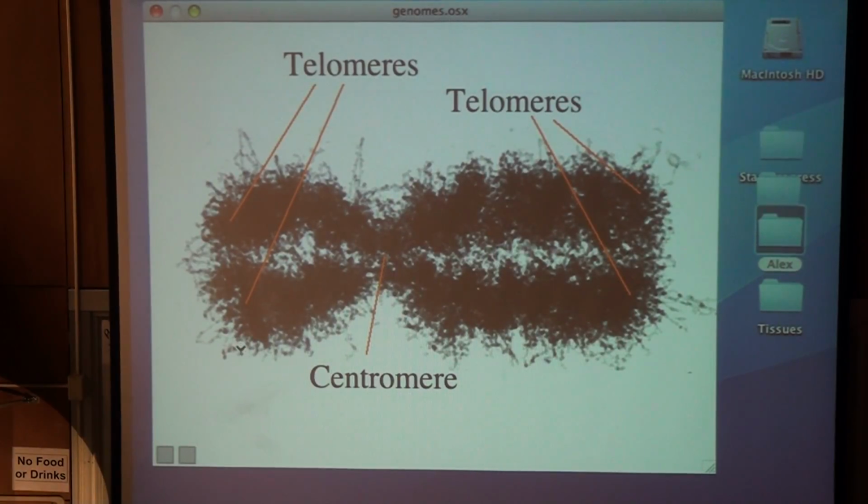And there's an interesting story about the telomeres, the ends of the chromosomes, also. Imagine this is part of the chromosome. This is the end of the chromosome.